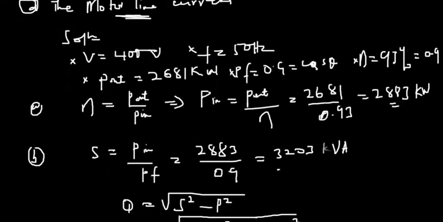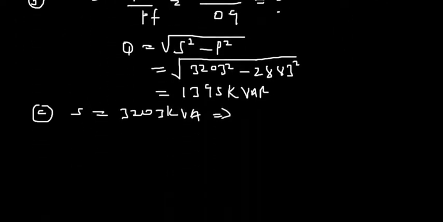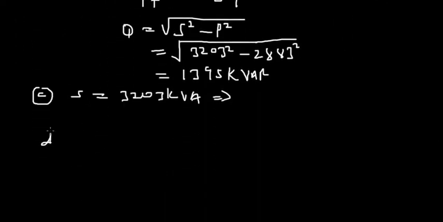Now let's move on to calculating the motor line current. So we have the motor line current equation to be equal to what? Initially, we know that S is equal to what?